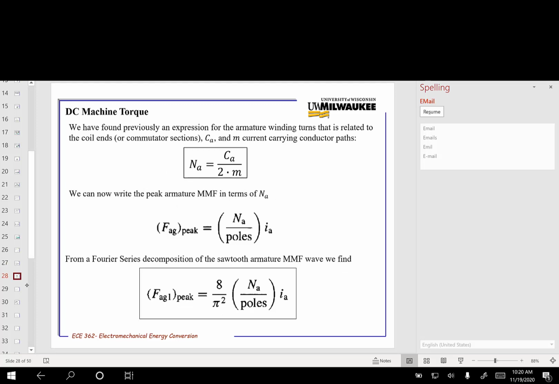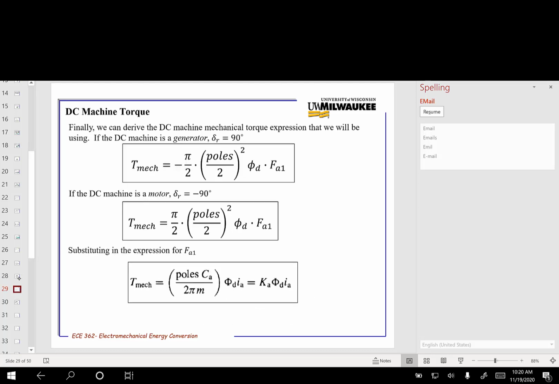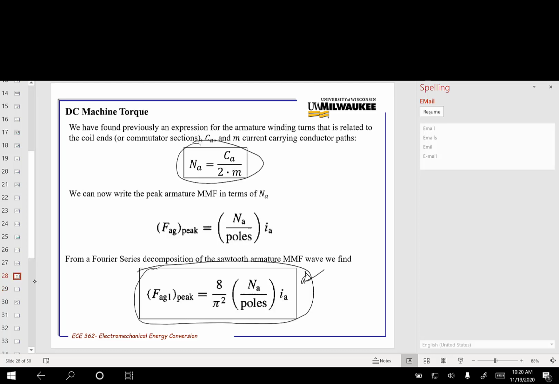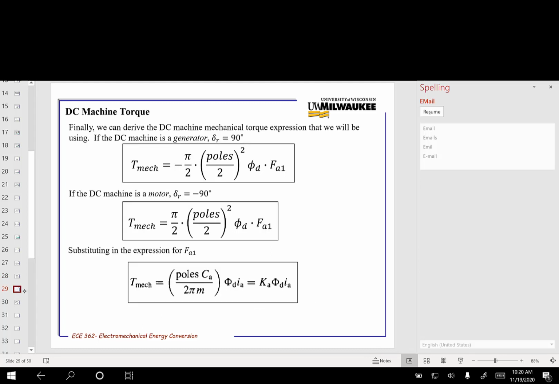And we end up with an expression. We have the turns for the armature and then the MMF for the armature. And that's simply derived from the shape of the MMF, the 8 over pi squared and all that. And then these are just formulas. Sadly, we're going to end up with a formula. The important formula that we are going to use, though, is this formula right here.